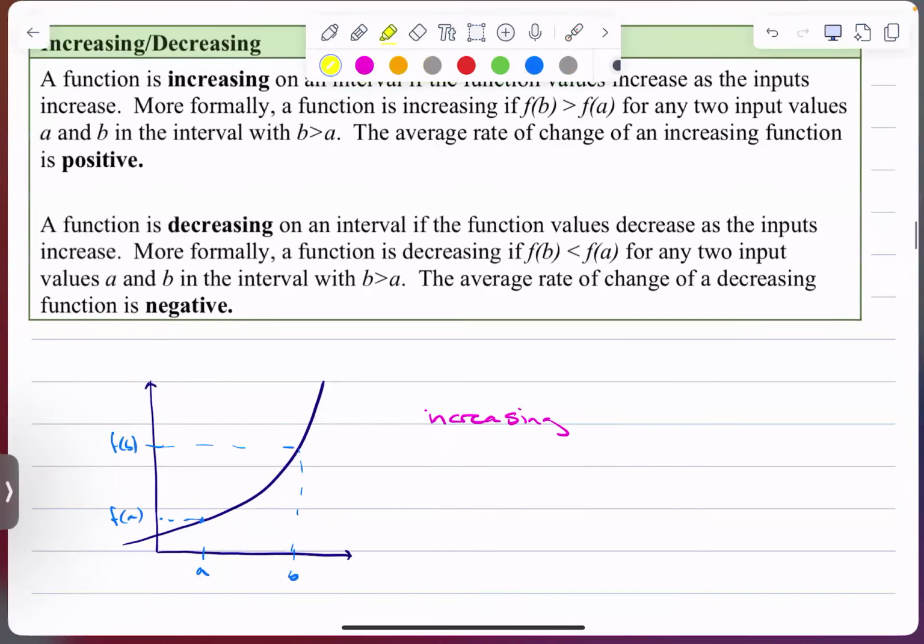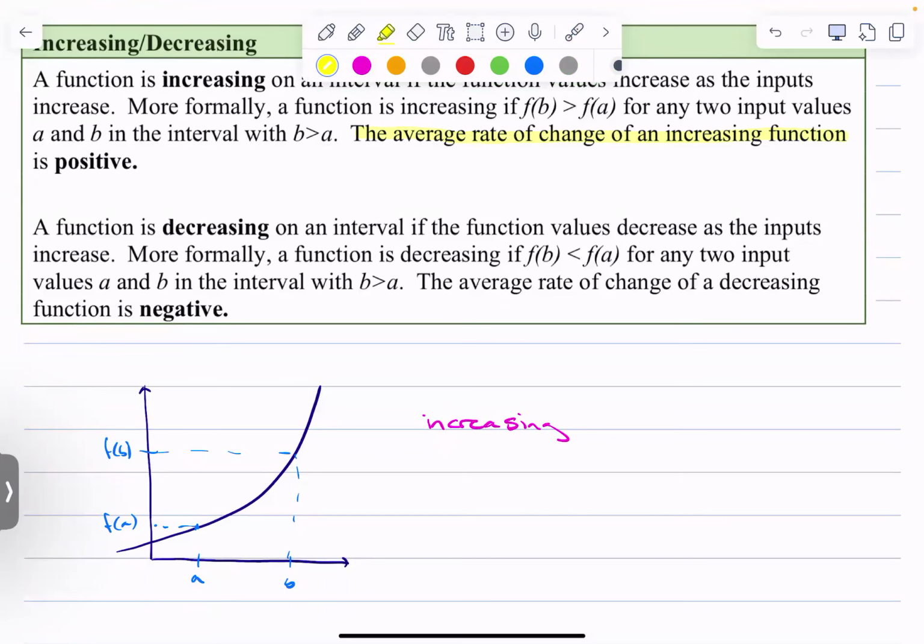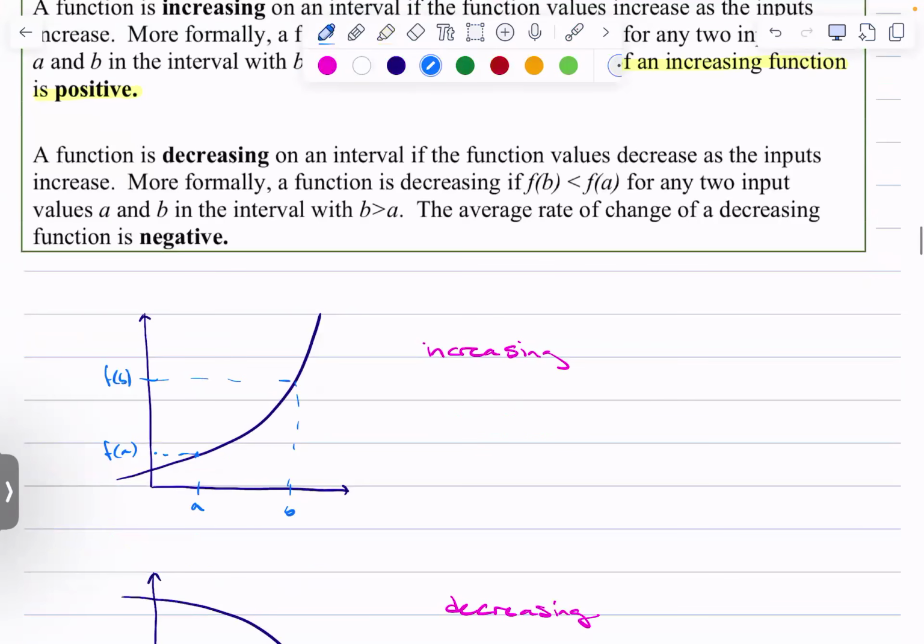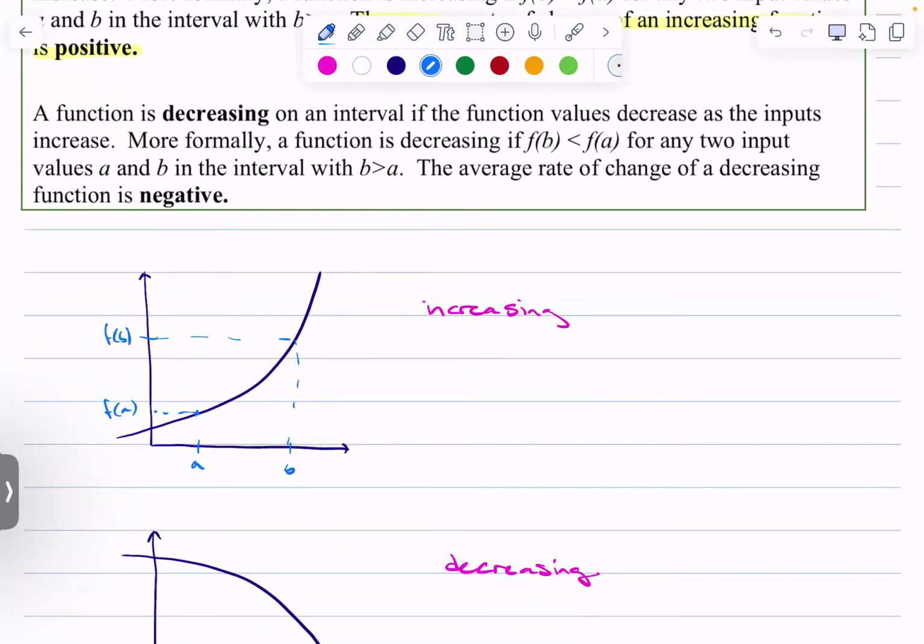Or if you prefer, and this is why we work with the average rate of change and calculate it, then the average rate of change of an increasing function is positive. Right? So if you calculate the average rate of change and you find that it's positive, then it's increasing. So why would that be? Well, the average rate of change is f of b minus f of a over b minus a.